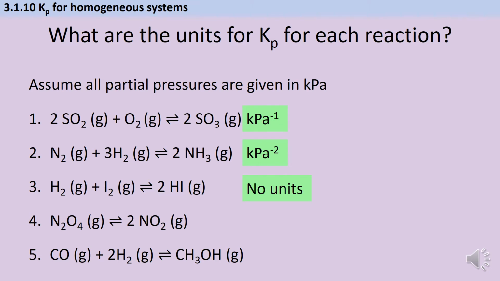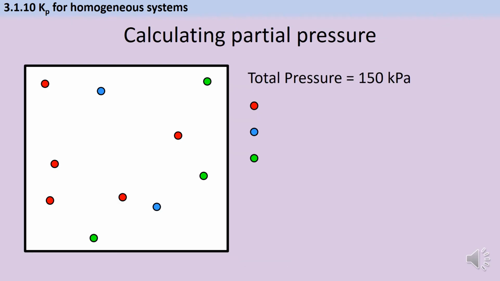For question 4, there's 1 more mole in the products than the reactants, so the units will be kilopascals. And for number 5, we've got 2 more moles in the reactants than the products, so the answer will be kilopascals to the minus 2. We've said that to calculate Kp you need something called partial pressures, but we haven't actually explained what those are yet, so let's do that now.